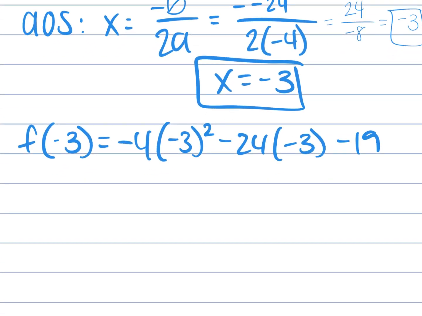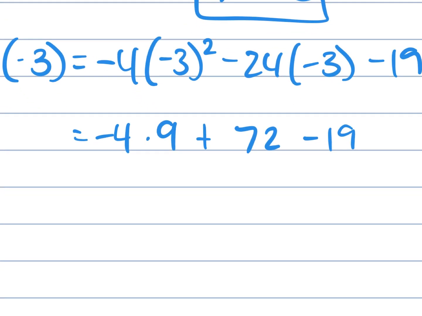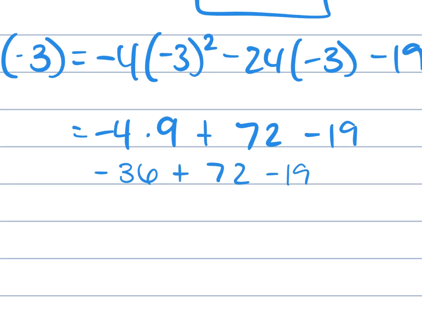Okay, what do I do first here? Exponents, very good. Caden, what's negative 3 squared? Thank you. So this is going to be negative 4 times 9 minus or plus? Why would it all of a sudden change to plus? Very good, Michael. It's going to be negative 24 times negative 3, which gives me a positive value. And it's positive 72 minus 19. Guys, what's 4 times 9? It's negative 36 plus 72 minus 19.